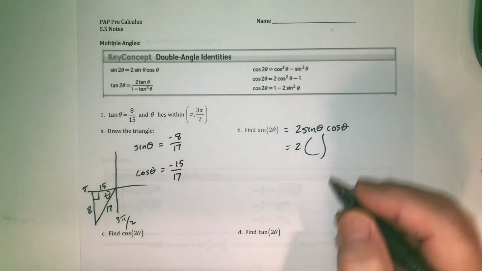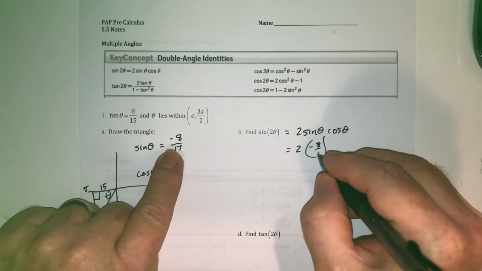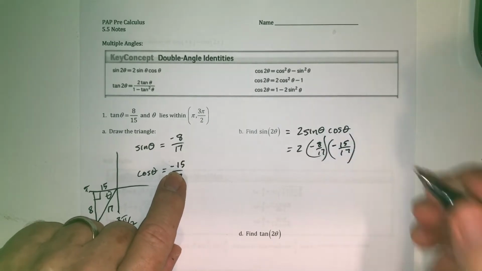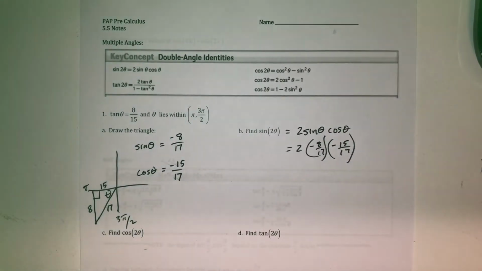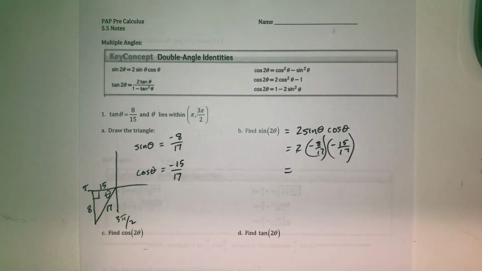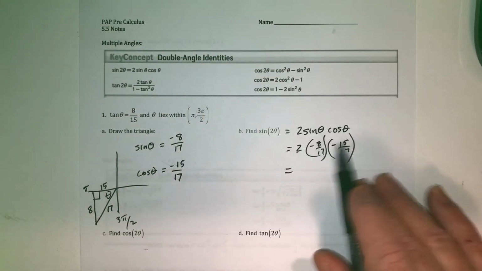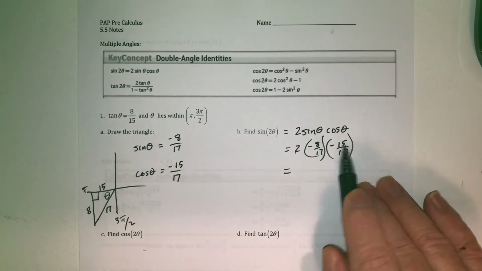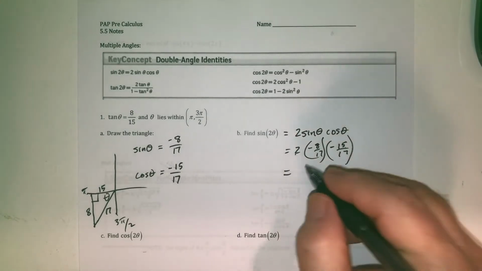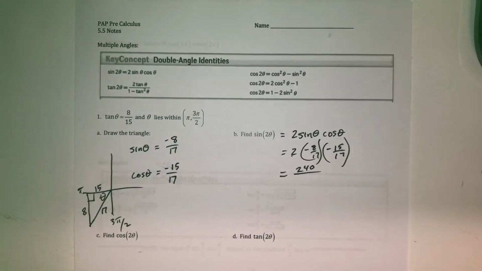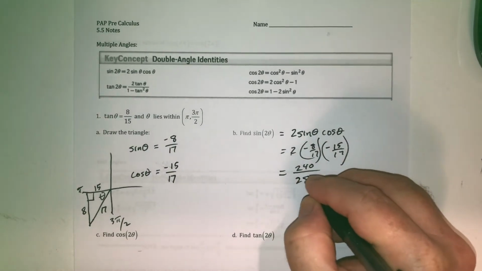So 2 times the sine, which is negative 8/17, times the cosine, which is negative 15/17. All right. Well, the negative times the negative is a positive, times this positive is a positive, so you don't need to worry about any signs, it's all positive. And I don't see any common factors among any numerators and denominators, so I'll just go ahead and multiply the numerators. 2 times 15 is 30, and 8 times 30 is 240, divided by 17 squared, which, by the way, is 289.